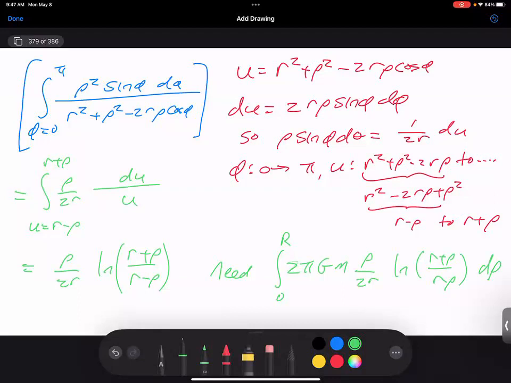Do we perhaps split the log into two different pieces, the log of r plus rho minus the log of r minus rho? And then do we maybe try to integrate by parts? So, for extra credit, see if you can finish this integral out. The point is we've reduced this down to one-dimensional calculations. I believe I've done this without making a mistake. I will not promise that. There is a chance I might have made an error somewhere, but this is essentially how you go through and do it.